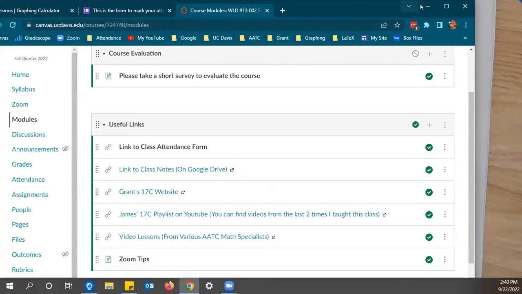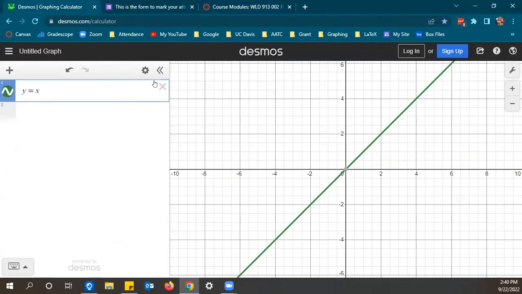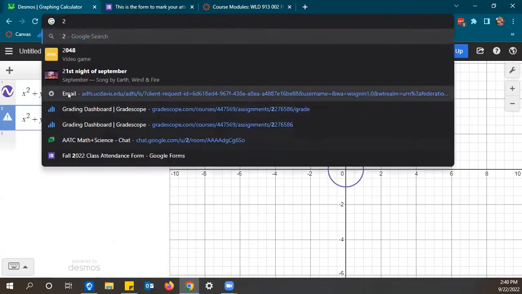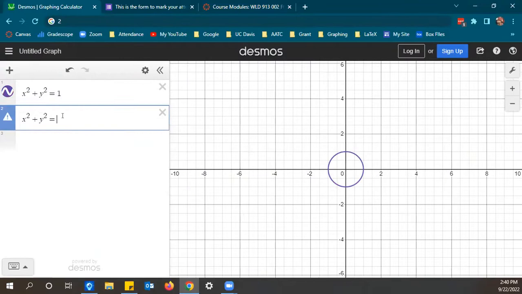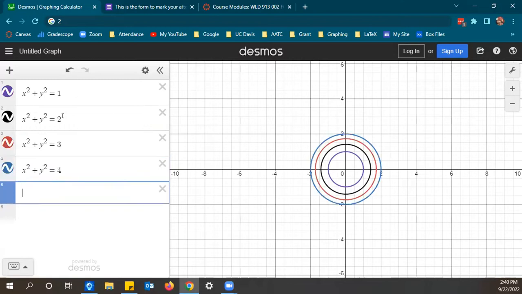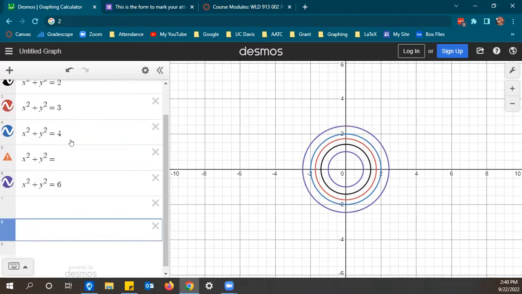Also, you don't have to graph all these things by hand. Remember Desmos? If we graph all these circles, I know we know how to graph circles. Let's copy that. Okay, that seems like enough, I think.